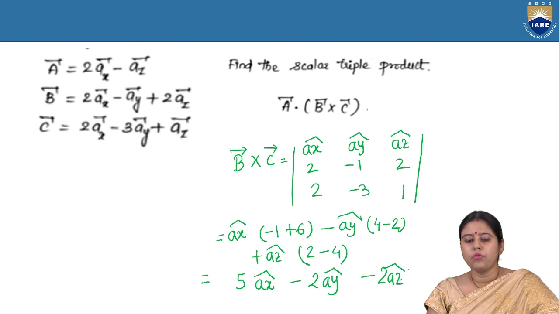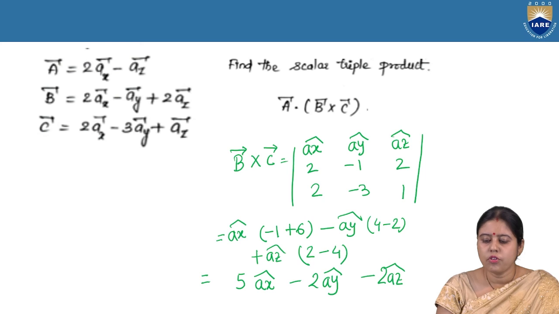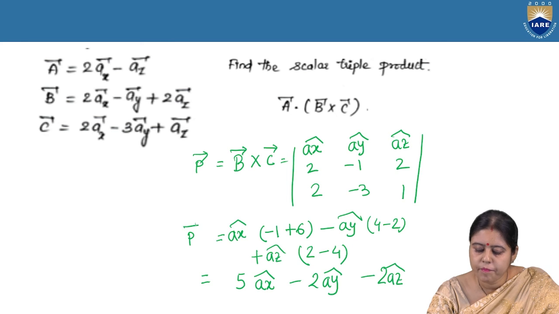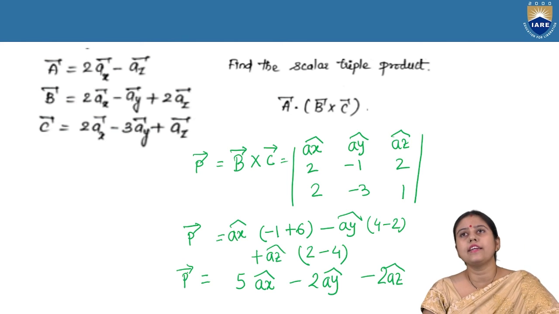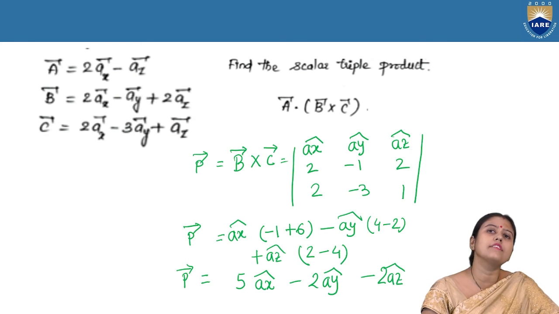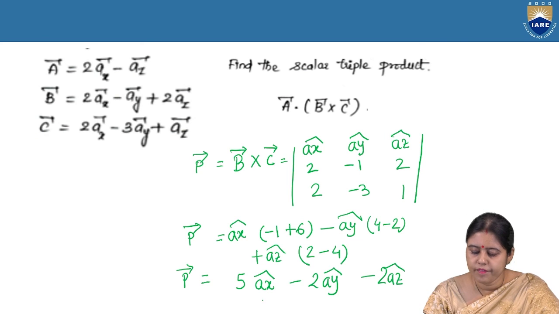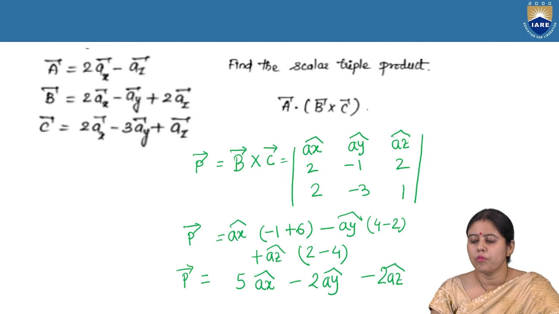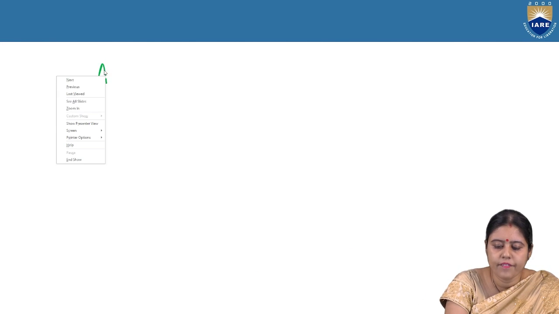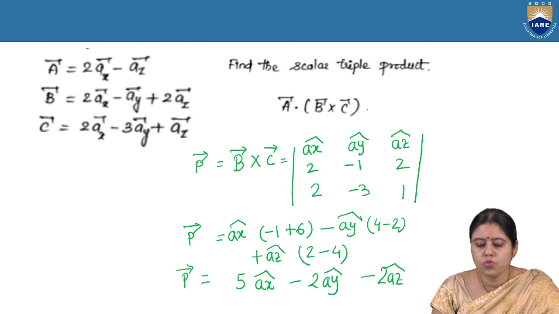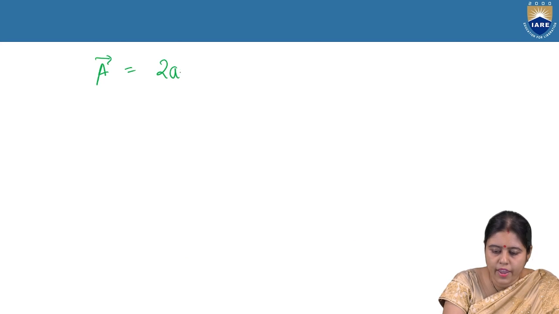So we got the value. We know the A also. So I am writing this value as P. We got the P matrix. In the scalar triple product, don't concentrate on the sin theta angle. So we know the P and we know the A. A matrix I will write, 2ax minus az. 2ax minus az we got.